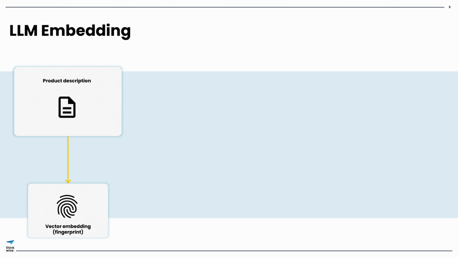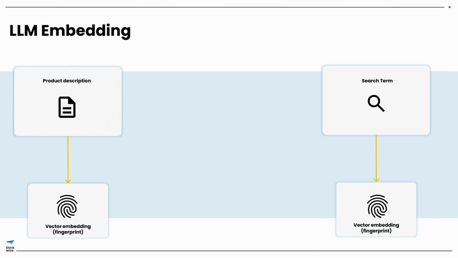We can then take this description, so this piece of flat text, and feed it to a large language model. This large language model will then give us back a vector embedding. This is a mathematical vector, and you can think of this as a mathematical fingerprint of the text. It is a mathematical way of describing the product. We can do the same thing with our search term. We can also generate an embedding for it and have a mathematical representation of it.